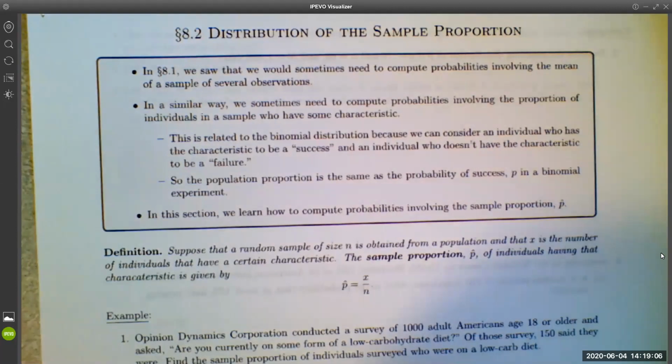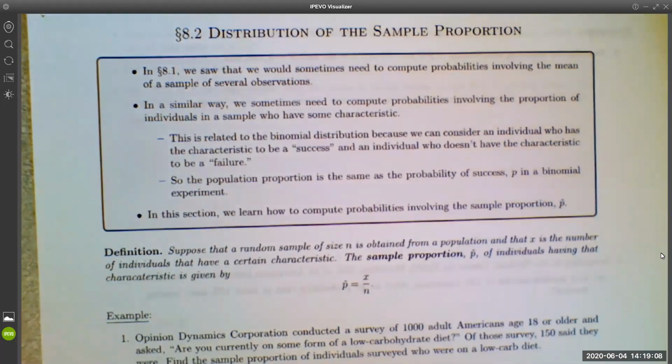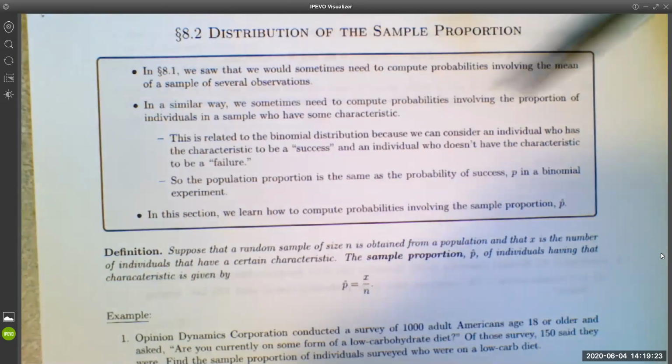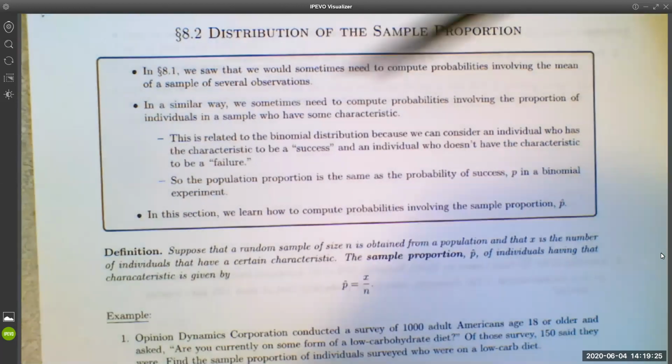8.2 now is the second part to what we started discussing in 8.1. In 8.1, we saw that we would sometimes need to compute probabilities involving the mean of a sample of several observations. In a similar way, we sometimes need to compute probabilities involving the proportion of individuals in a sample who have some characteristic. In other words, we want to be able to compute probabilities involving proportions. And that's the topic of discussion in 8.2.